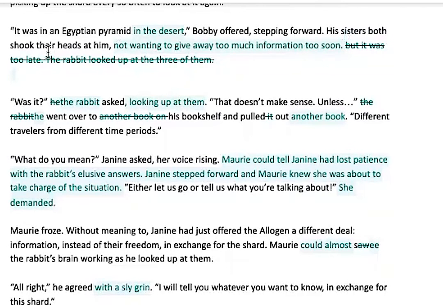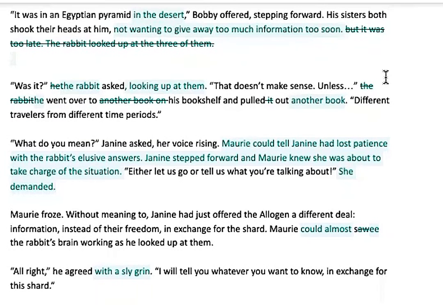His sisters both shook their heads at him. Here I wanted to give another clarification, not wanting to give away too much information too soon, because why are they shaking their heads at him? So I just wanted to explain that they're going, no, Bobby, don't tell him this. We don't want to. He's a bad guy, right?